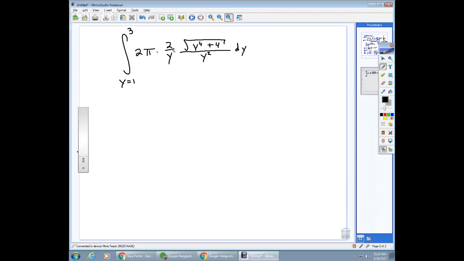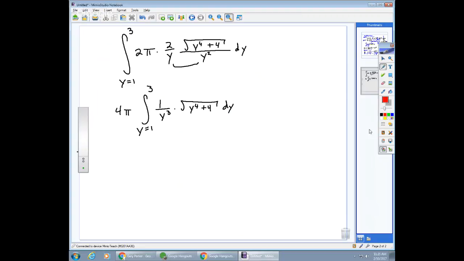All right, that cleans up a little bit. Pull out the constants maybe. So we have 4 pi integral from y equals 1 to 3. And then I think I'll pull these two together. So I'm going to call that 1 over y cubed times the square root of y to the 4th plus 4, dy. Whenever you have a function times another function like this, you're praying you can do a substitution. Otherwise, it's going to be really hard to find an antiderivative.